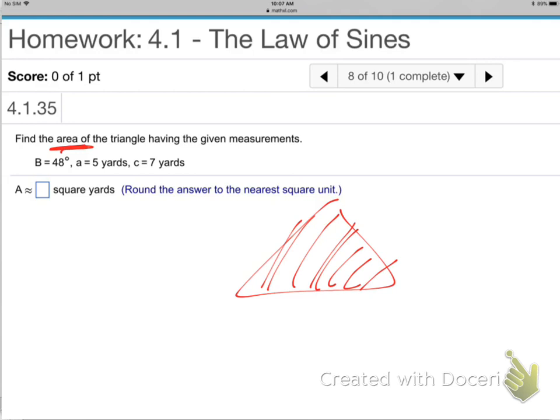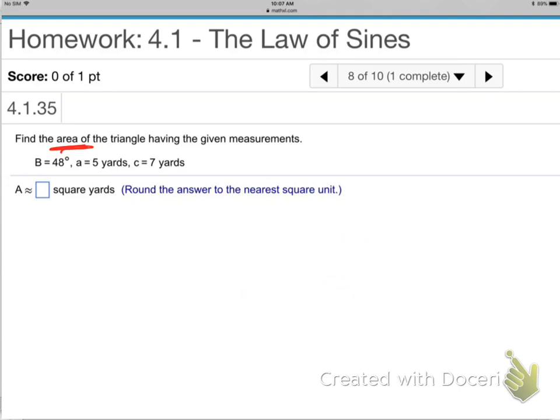How much area? So how do we do area of a triangle? Does anybody know? Is it half base times height? Yeah, remember that? Remember the area of a triangle. You guys remember that from your algebra days? Half base times height? Remember that area formula?